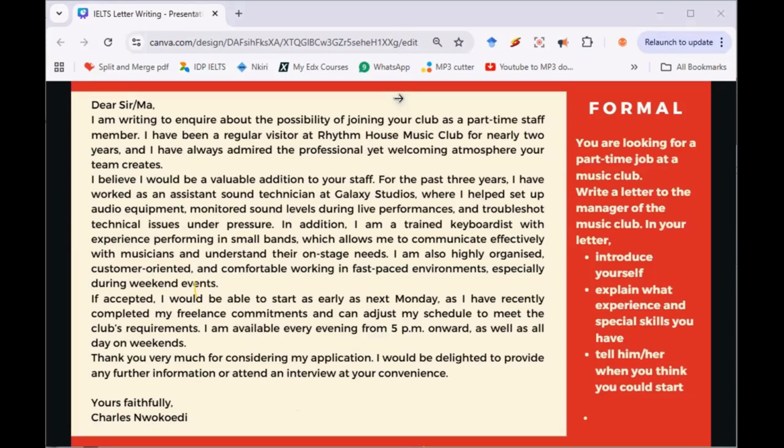Somebody says, in letter writing, can one use capital letter all through? I don't understand. Why would you use capital letter all through? In my example now, did I use capital letter all through? No, I did not. Please don't use capital letter all through in your letter. Don't use capital letter all through in your essay. There's no need. So please, don't use capital letter all through.